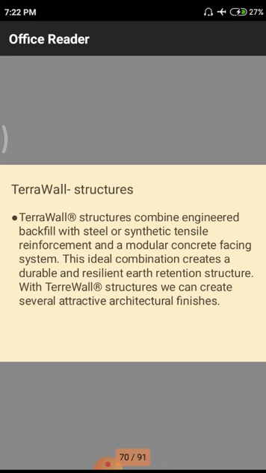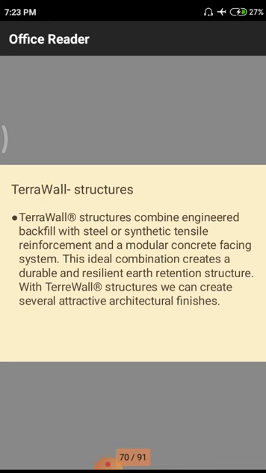Why? Because normal steel has some quantity of tensile strength, but in case of more tensile loads, they have to use some different materials or alloys like the synthetic tensile reinforcement, so that they will get some modular concrete facing system.